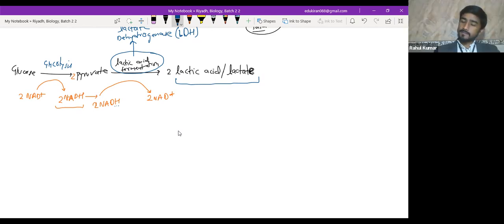In animals, the lactate formed in the muscles is transported back to the liver to produce glucose. Okay.